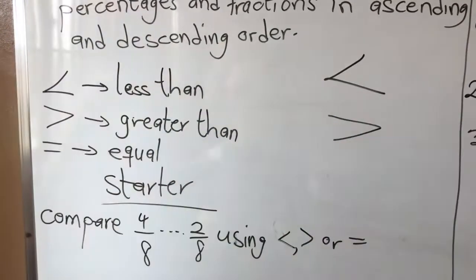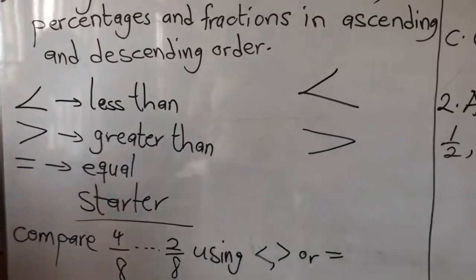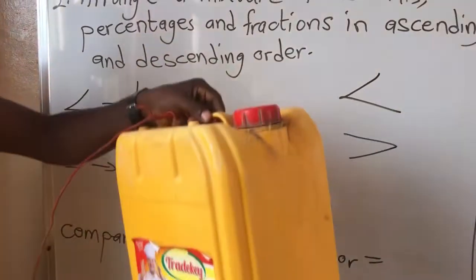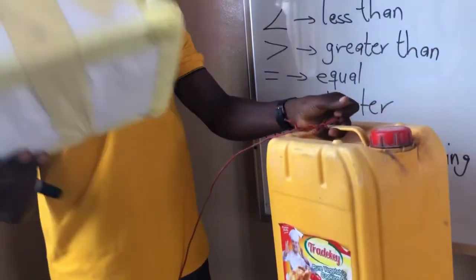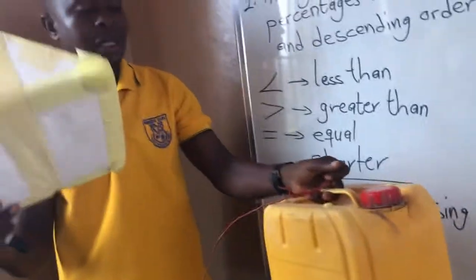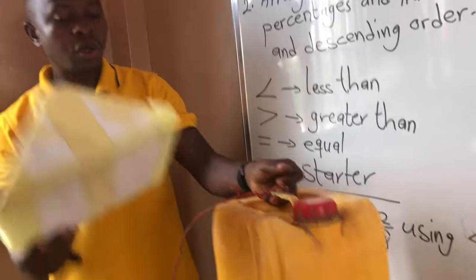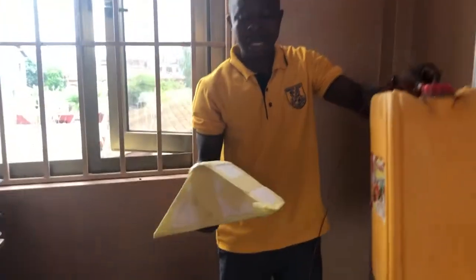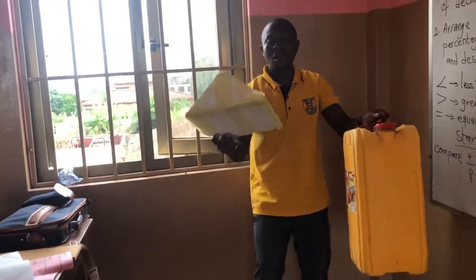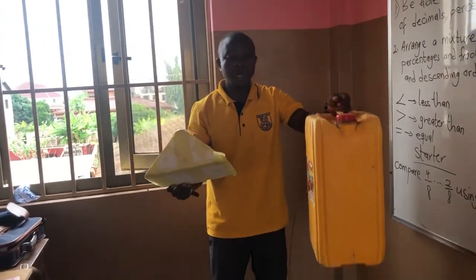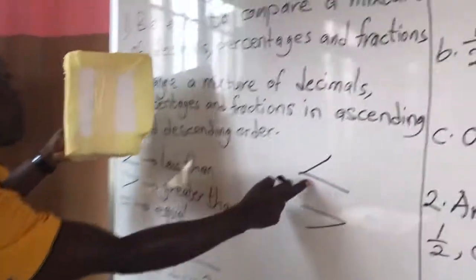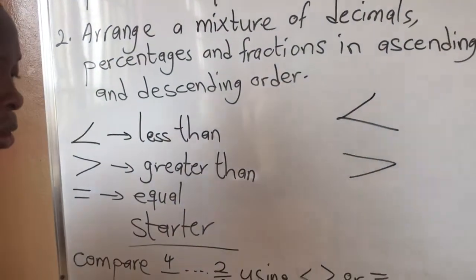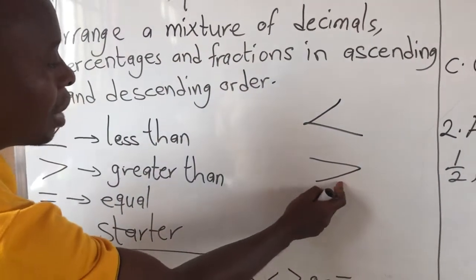Now let's look at this demonstration. This gallon and the cork, we can see that the gallon is bigger than the cork, and at the same time the cork is smaller than the gallon. So in this case we say the gallon is greater than the cork and the cork is less than the gallon. So we give the less than to the cork, and the greater than to the gallon.